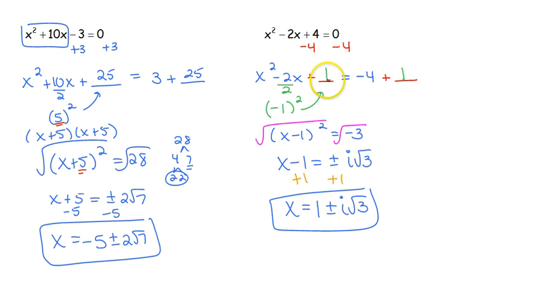Then we factor that trinomial, which is x minus 1 quantity squared, square root each side. This time we had a negative inside the square root sign, so don't forget that that's i root 3, and plus or minus. Then we want to isolate x, so we move 1 over to get x is equal to 1 plus or minus i root 3.